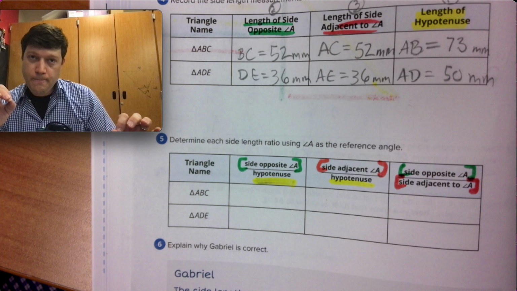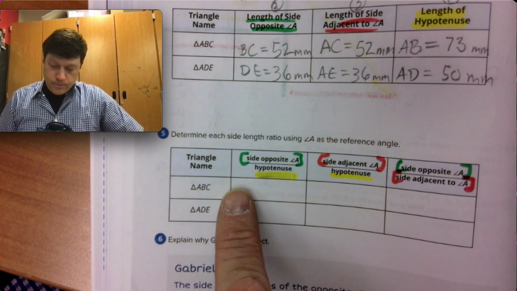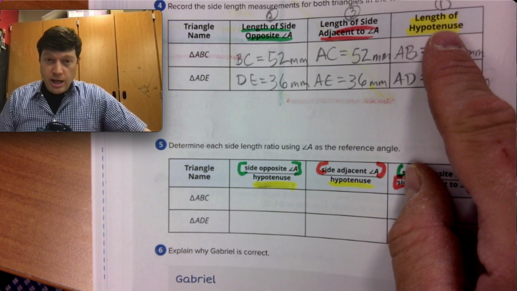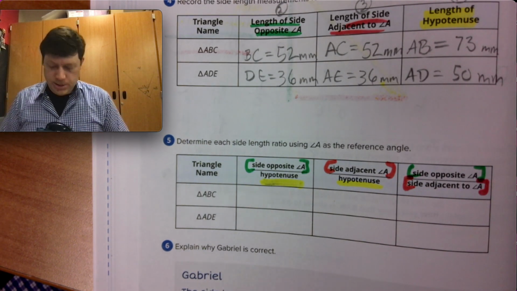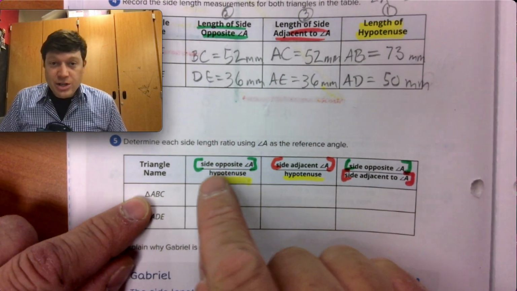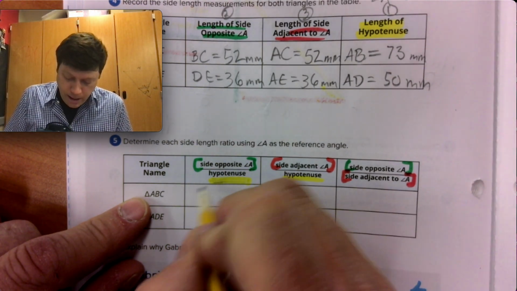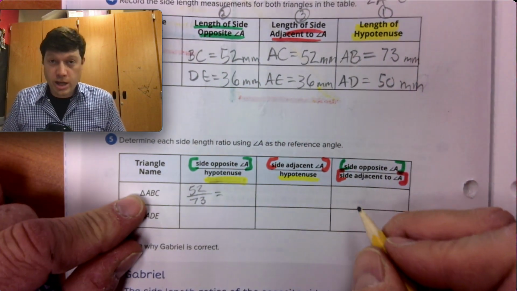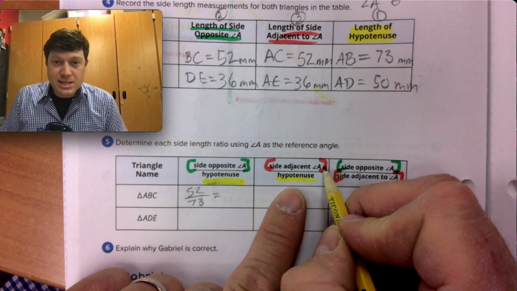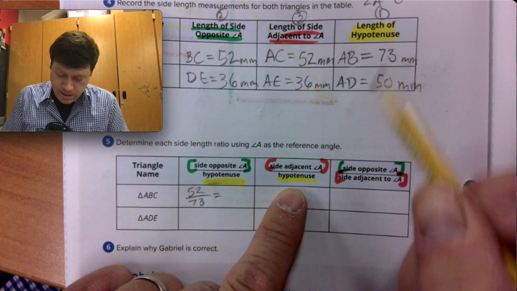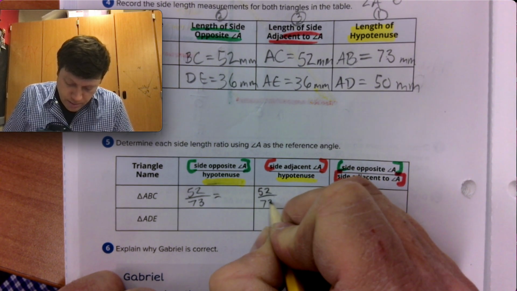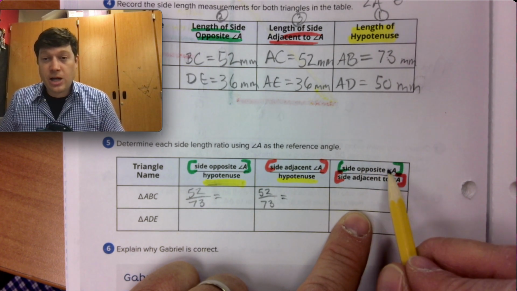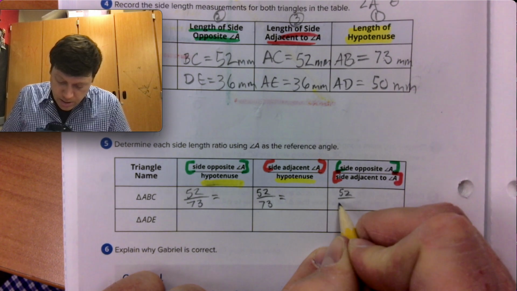Color code is your friend. I didn't think this one through. Hypotenuse, green, yellow, red, but whatever. So we're going to do hypotenuse first and identify it, and we're just going to set up all of these fractions. So for triangle ABC, the side opposite angle A divided by the hypotenuse creates this fraction, 52 over 73. And I want to get my decimal calculator ready for that. The side adjacent to angle A over the hypotenuse is this number divided by this number. It's the same setup though. And then last of all, the side opposite angle A and the side adjacent to angle A would be 52 over 52.